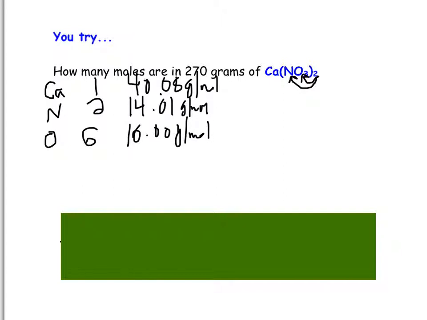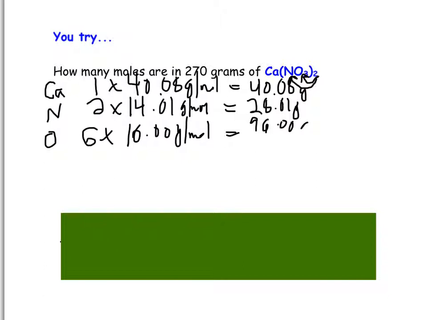And so if we go through, total all of this up, we're going to multiply again. Calcium is going to add to the overall weight 40.08 grams. Nitrogen is going to add 28.01 grams. And oxygen is going to provide 96.00 grams. And when we add all of that together, we're going to have 40.08 plus 28.01 plus 96. And calcium nitrate has a molar mass of 164.09 grams per mole.